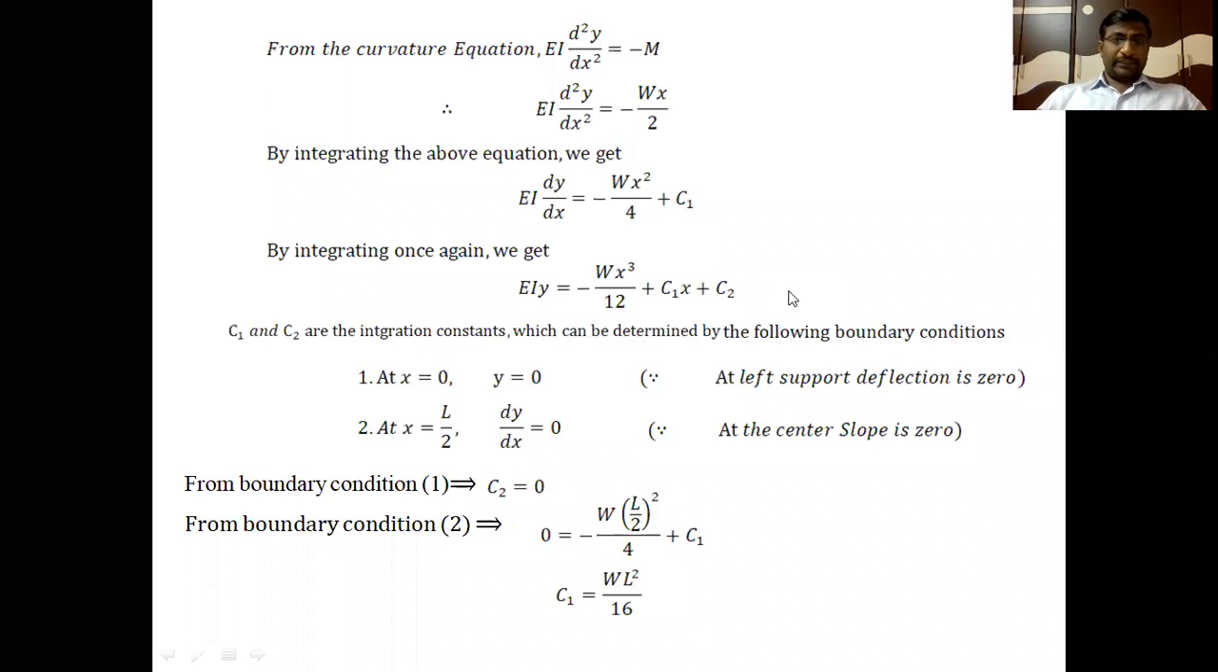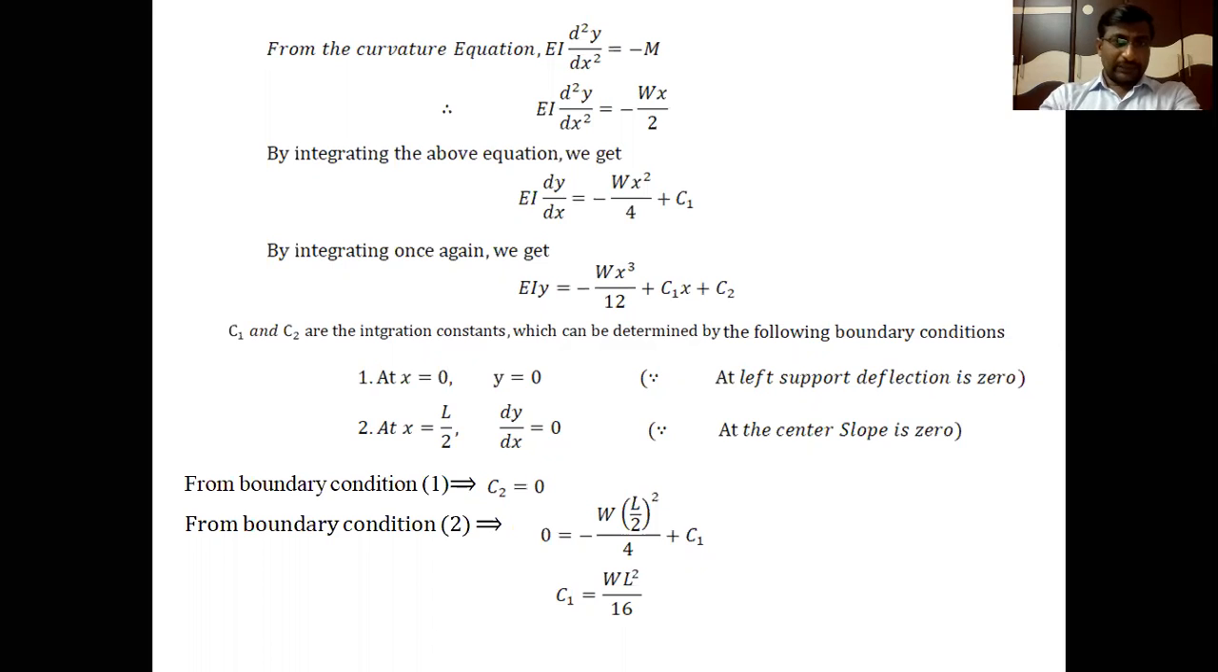So by integrating the curvature equation, EI d square y by dx square is equal to minus Wx by 2, manam integrate chesukuntam. By integrating the above equation, we will get the first integration. After integrating once, EI dy by dx is equal to minus W by 2 is the constant, x integration is x square by 2. So 2 into 2, 4 in the denominator, minus Wx square by 4 plus C1.